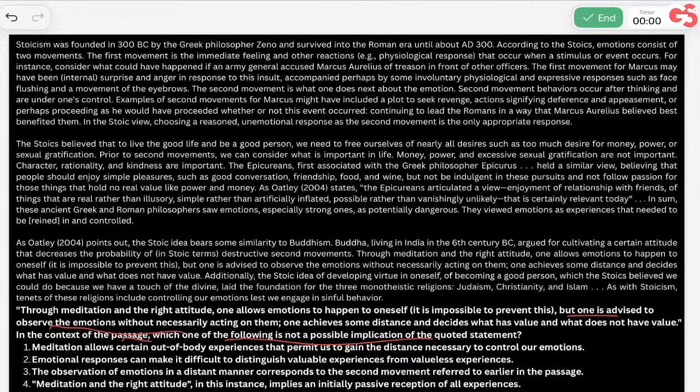नॉट अ पॉसिबल इम्प्लीकेशन, पॉसिबल है उनको हमें देखना है. First says meditation allows certain out of body experiences that permit us to gain the distance necessary to control our emotions. Out of body experiences, ये क्या है? Distancing ourselves from emotions is a different thing, it doesn't mean that you have to go out of body. Meditation is one thing, meditation is kind of can control.